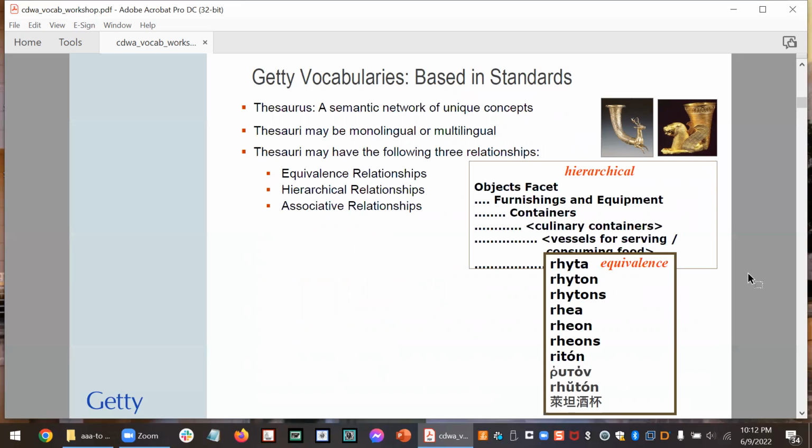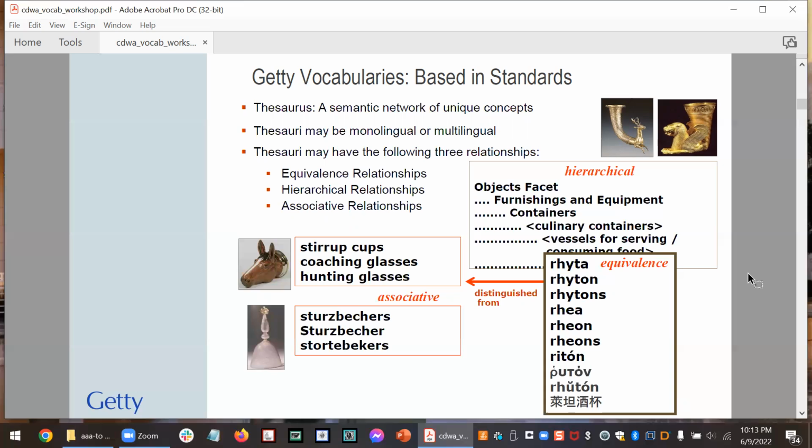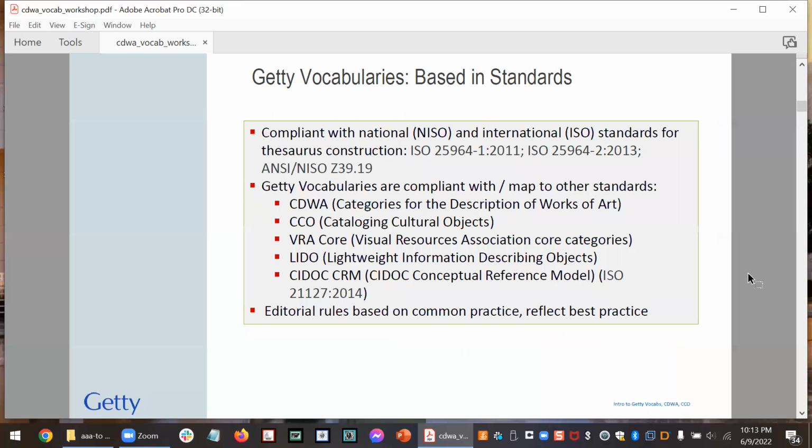For example, on the right lower side there, writa, writon, writons. These are equivalence relationships between terms that all reference the same concept. This is then in a hierarchical relationship. So writa are culinary containers, etc., in the hierarchy. And then there's a third relationship, the associative relationship. And you can define in individual cases what is meant by this associative relationship. Here we say writa are distinguished from stirrup cups and Sturzbeckers.